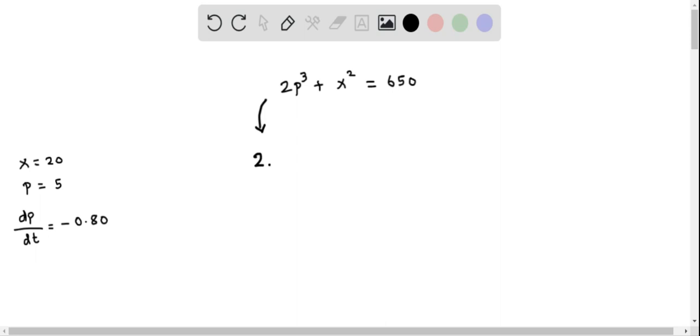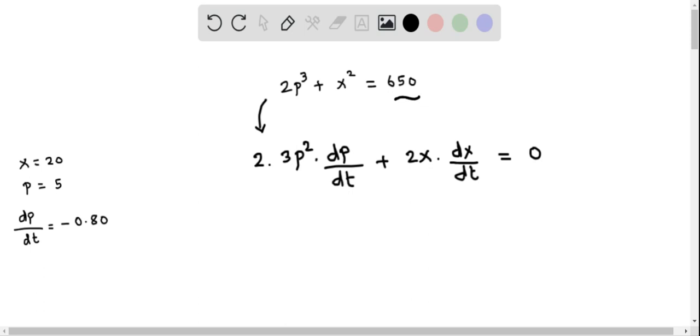So I'm going to put this 2, and differentiation of p cubed is 3p squared, and we have to apply the chain rule to differentiate p with respect to time. So that gives dp by dt, plus we now differentiate x squared with respect to time. So we will get 2x times, and when we apply the chain rule, we have to differentiate x with respect to time, that is dx over dt, and this equals 0 because the differentiation of a constant is 0.